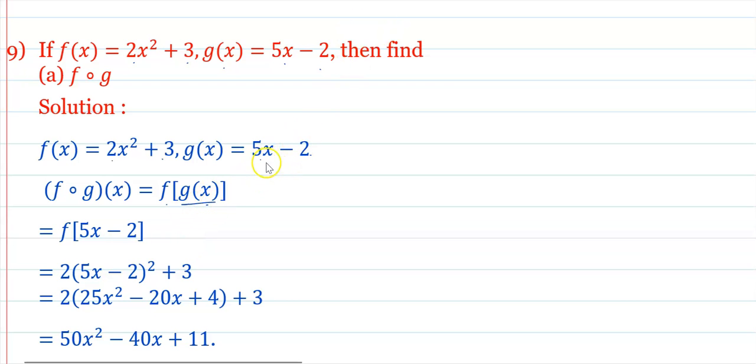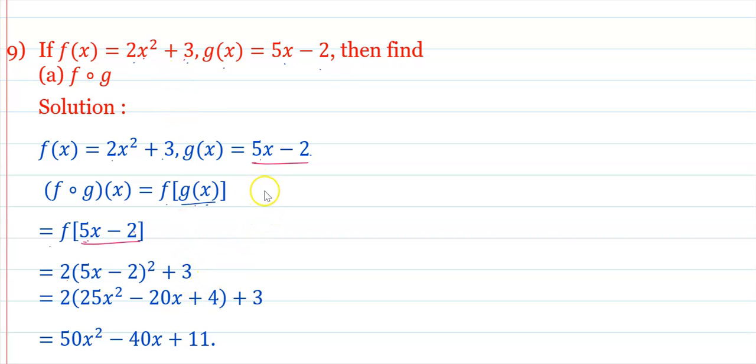This g of x. G of x is 5x minus 2. Therefore, f of, substitute the value of g of x, 5x minus 2. But what is the value of f of x? F of x means what? 2x square plus 3. Means what? 2 into (5x minus 2) bracket square and plus 3.